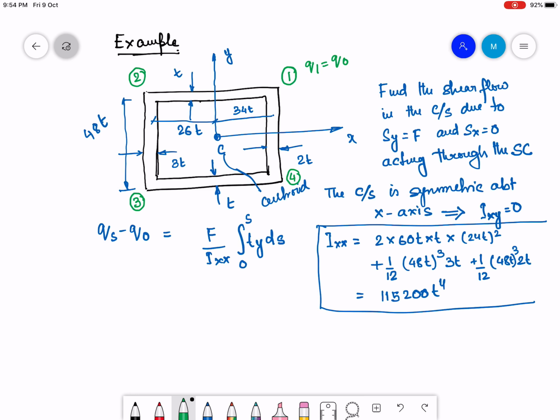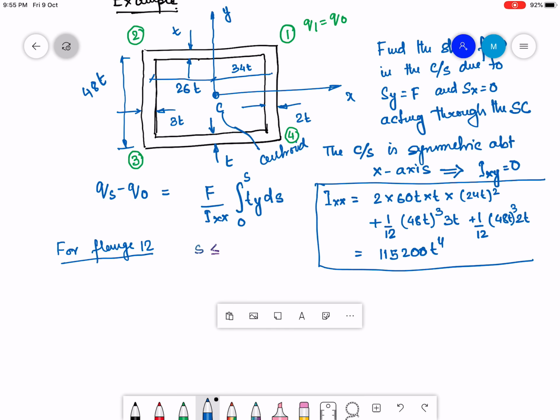Now for flange 1 2, as we did in the case of open cross section beam, I can write, for flange 1 2, s is going to lie between 0 and 60T, and y is going to be 24T. Let me call this equation 1.